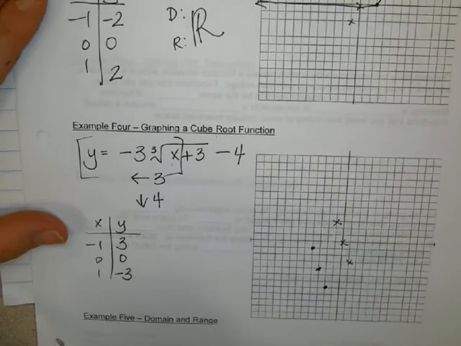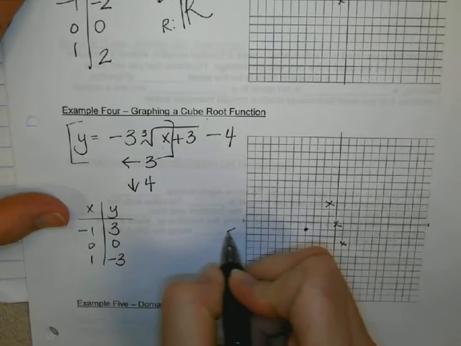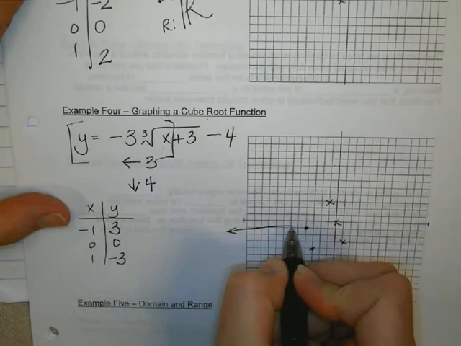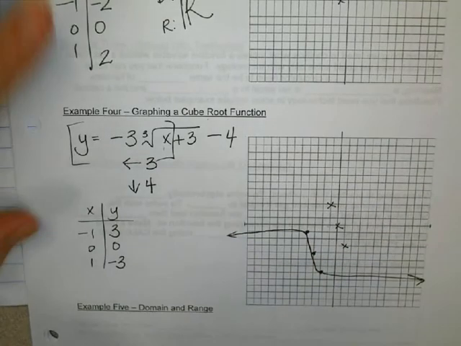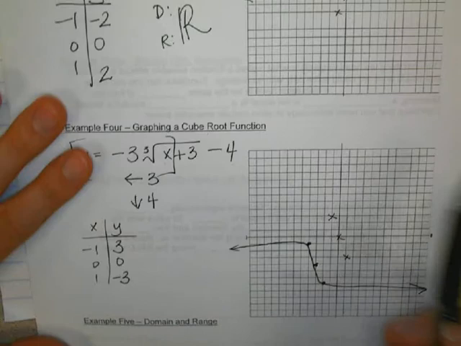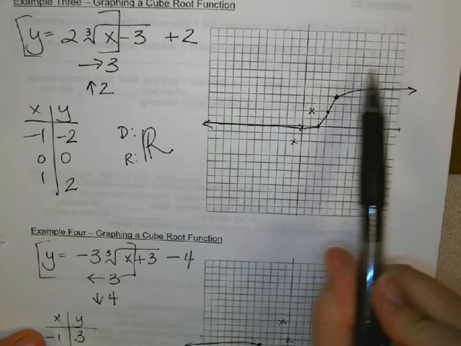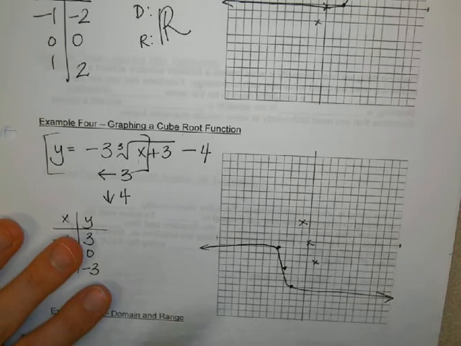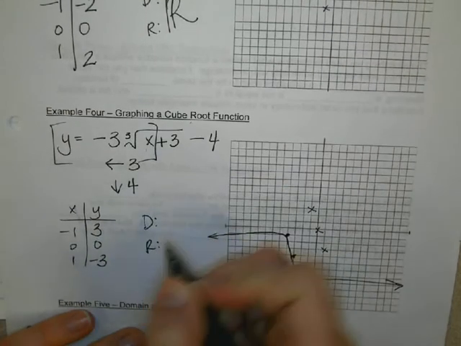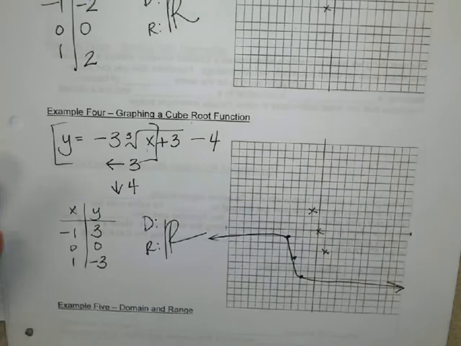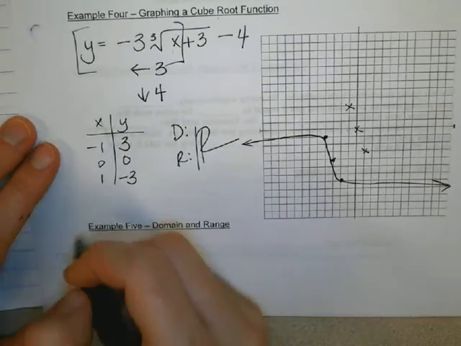Now this one is going to look like it flipped a little bit, and it's got a bigger turn here. But that negative is why it flips. Like this one you can see kind of increases from left to right, and this one decreases from left to right. And then your domain and range, all reals.